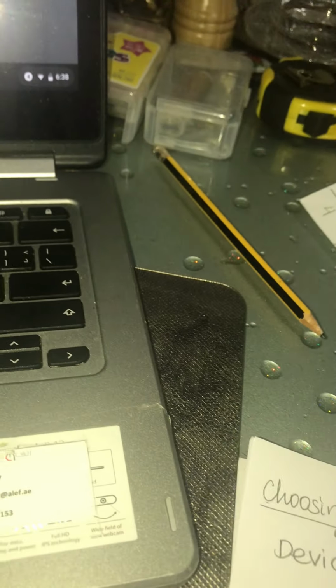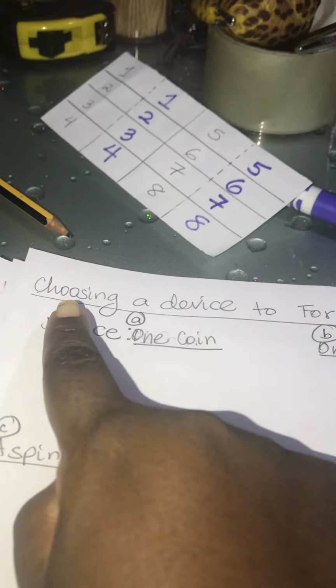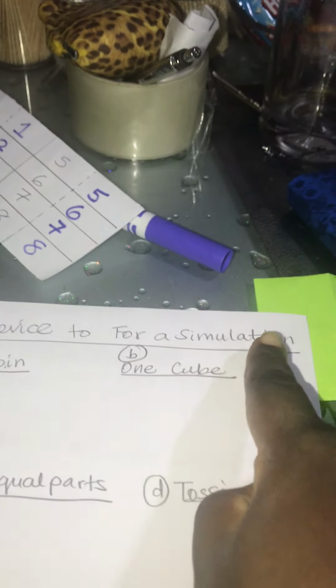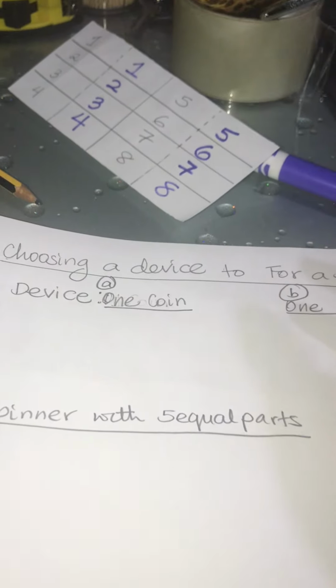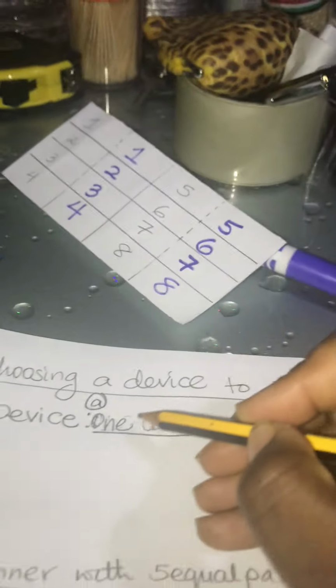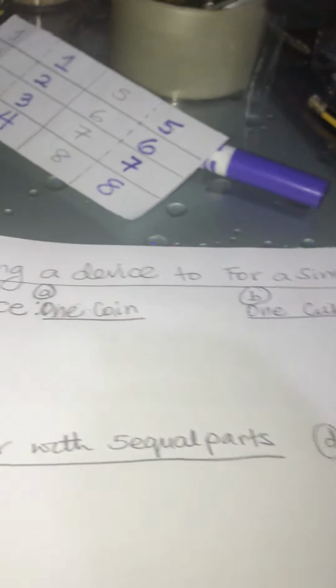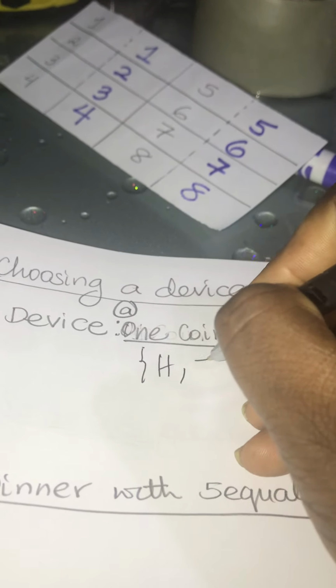Okay? Now, there's different devices you can choose. So now we want to do choosing a device for a simulation. We want to know which device will I use for what situation. Now, you have a coin. What is the sample space of a coin? The sample space of a coin is head or tail.